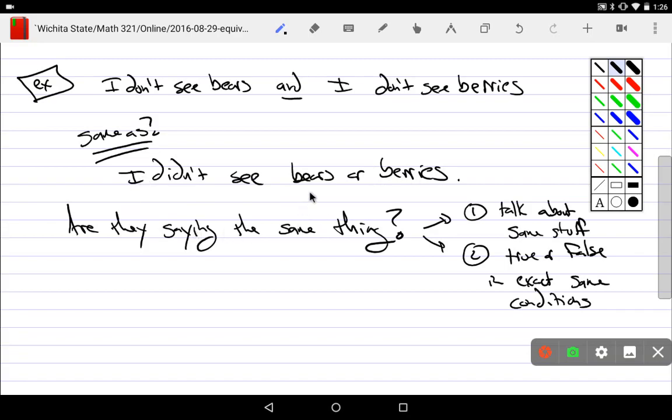And so when I negate that, this being false is the time when the negation is true. So if I want the negation to be true, I'm looking for the or to be false. And the or is false when I don't see bears and I don't see berries, which is the exact same condition as the first. So when we look at this, yeah, these are true and false in the exact same conditions. When's the top true? About seeing bears and not berries. And when's the bottom true? And seeing bears and berries.